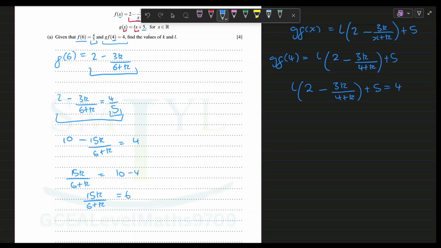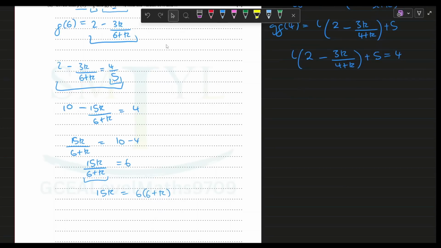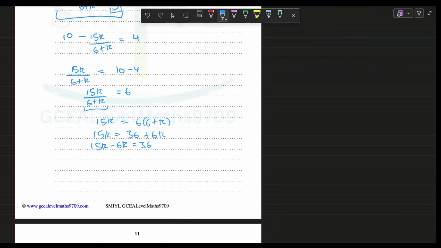Multiply both sides by 6 plus k to get rid of this denominator. So you get 15k is equal to 6 times 6 plus k. So this means that 15k is equal to 6 times 6, that's 36, 6 times k, that's 6k. So you get 15k minus 6k is equal to 36, which means that 9k is equal to 36. So divide both sides by 9, you get k is 4.